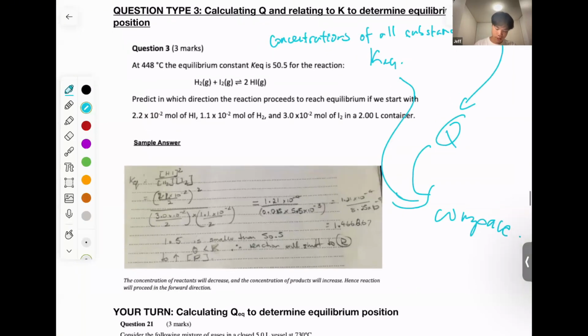So you can see here, the expression for equilibrium is here. They insert in the concentrations of everything from the question. Everything's divided by 2 because it's a 2-liter container to convert into concentration. You solve for a number, which is your Q, 1.4. And because that is so much smaller than 50.5, your KEQ value, your Q is less than K, and so your equilibrium shifts to the right, hence increasing the concentration of the products.